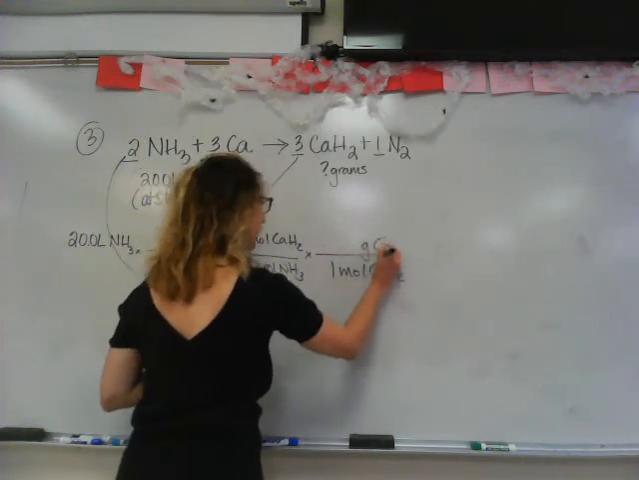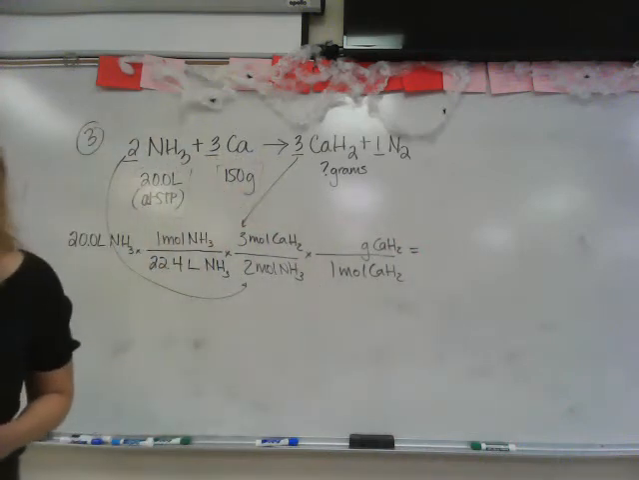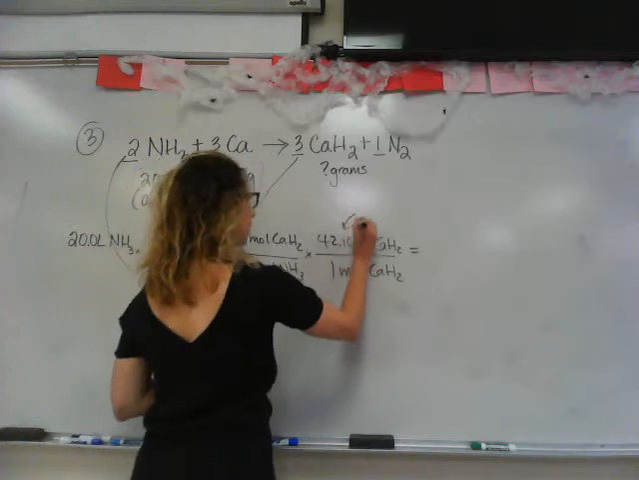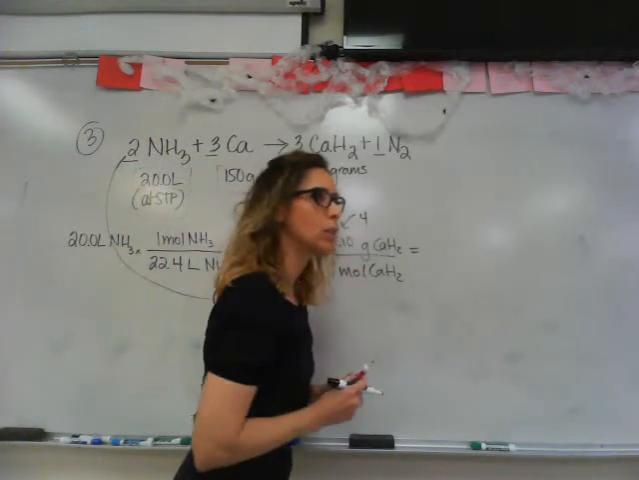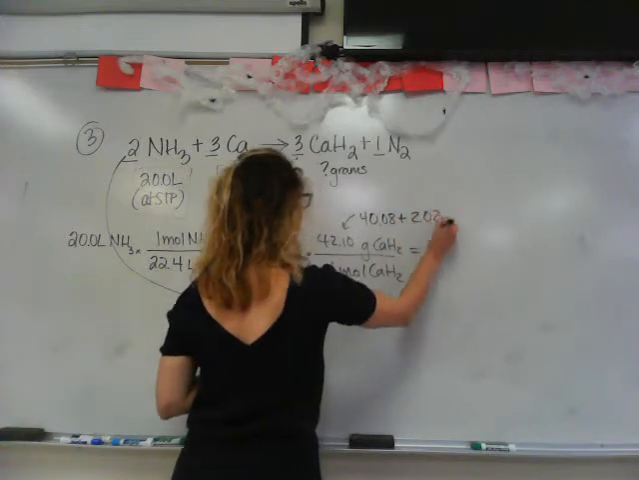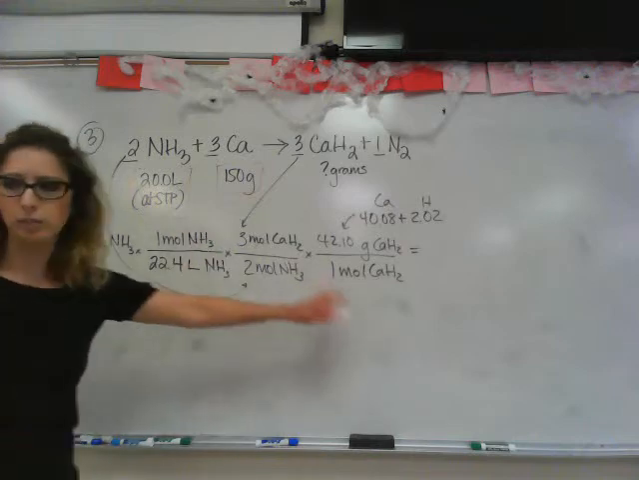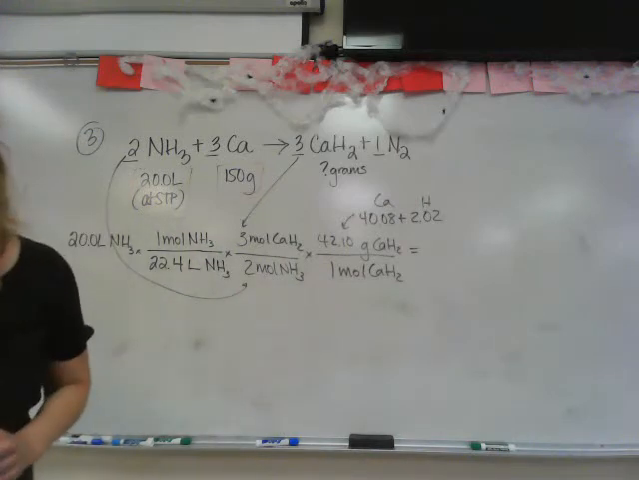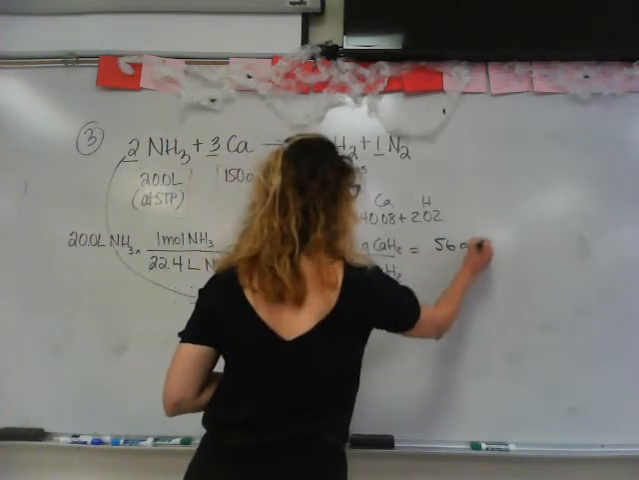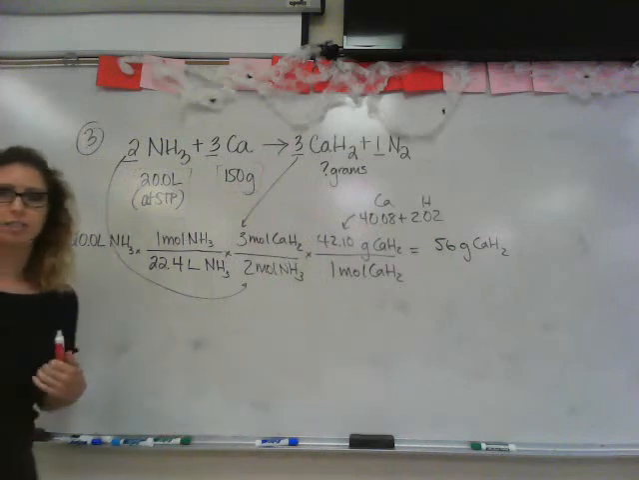So I'm going to put the molar mass of calcium hydride here. Okay? The molar mass of calcium hydride is 42.10. That comes from the periodic table. Calcium is what? 40.08, I believe, plus 2.02 for hydrogen. Okay? All right, you're going to multiply and divide all of this out. That's going to give you 56 grams of calcium hydride. Okay? Does that make sense for the first reactant?